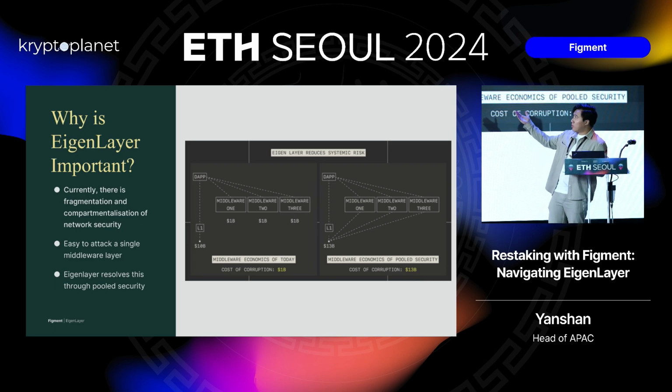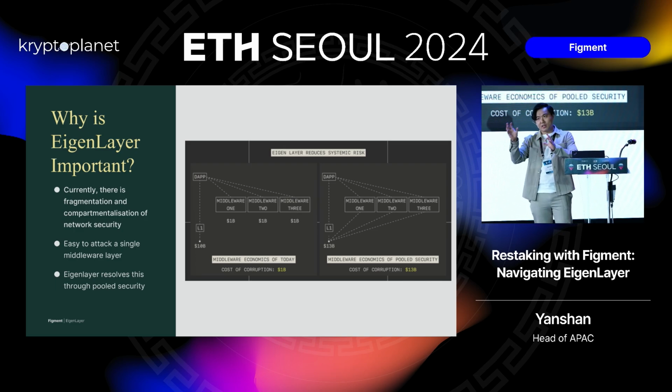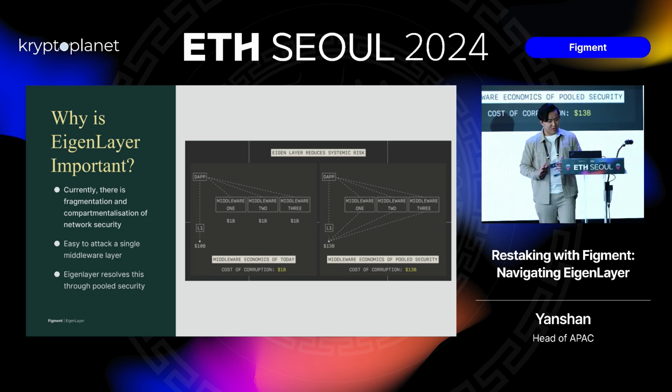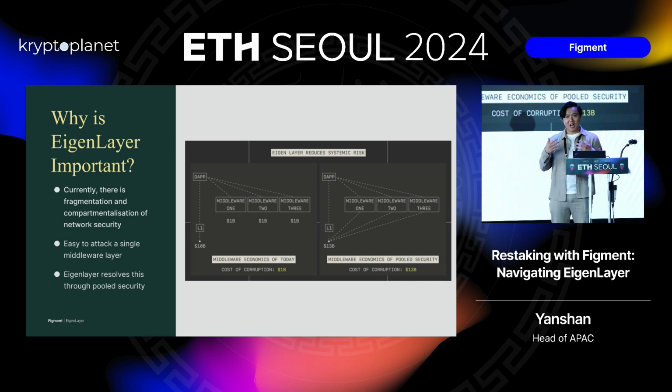Right? If you look at, for example, the diagram here, in the middleware economics of today, right? You have a layer one, they have their own validator network. For all the protocols that are building on top of it, essentially they have their own smaller validator network. And it's very easy for a hacker to come in and compromise any one of the middleware, right? Whereas with EigenLayer, the AVSs themselves, or the middleware, they derive security from the underlying layer one. And in order for a hacker to come in, the cost of corruption is much, much higher, right? They would have to attack the base layer to corrupt any one of the middleware, right? So this essentially is the idea of pooled security. It is how it benefits you guys when you build on EigenLayer.